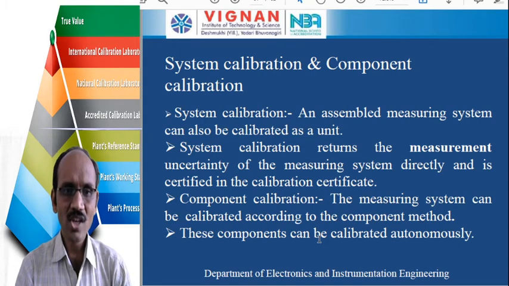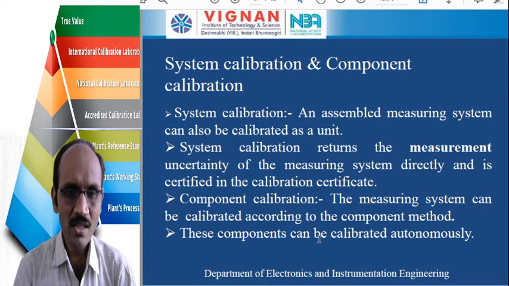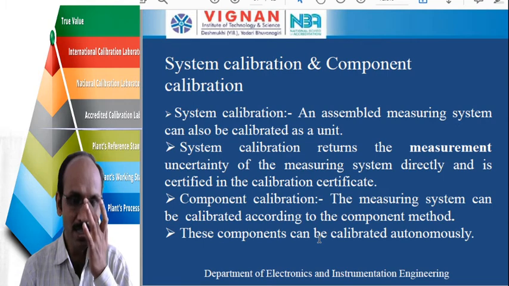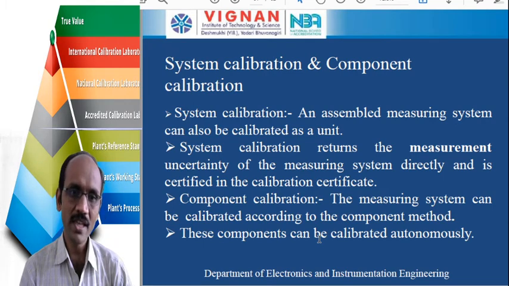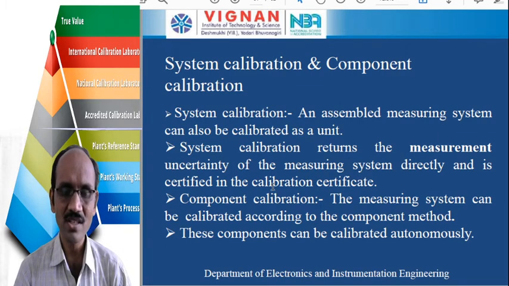The other classification is system calibration and component calibration. If you take an instrument or measurement system, we will have a large number of components. We can calibrate component by component, or we can calibrate the entire system. System calibration means an assembled measurement system can also be calibrated as a unit. System calibration returns the measurement uncertainty of the measuring system directly and is certified in the calibration certificate.